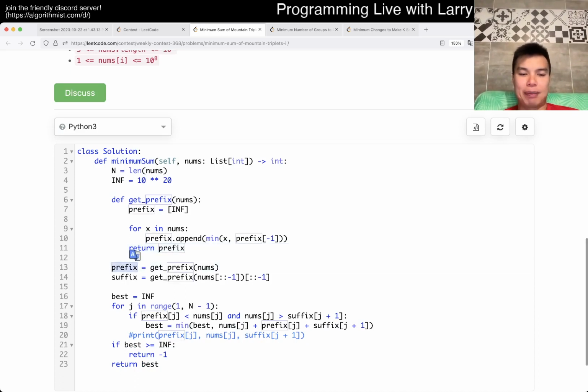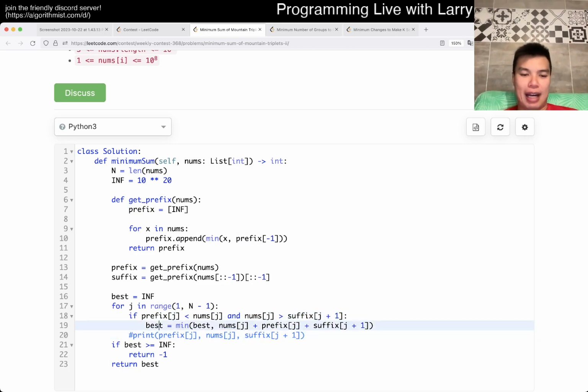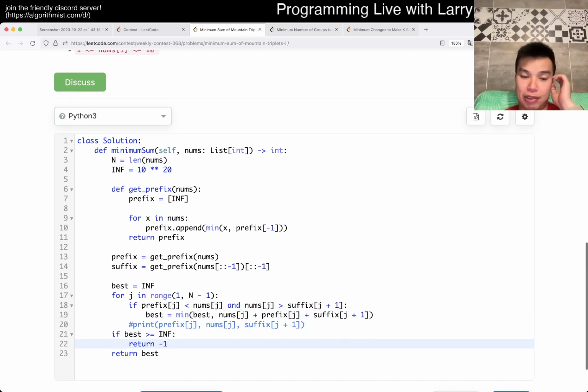I used it to get the prefix min and then the suffix min, and then I brute forced it for each one. This is num sub i, this is num sub k, and then we take the min of the sums. And if it's not possible, return -1.